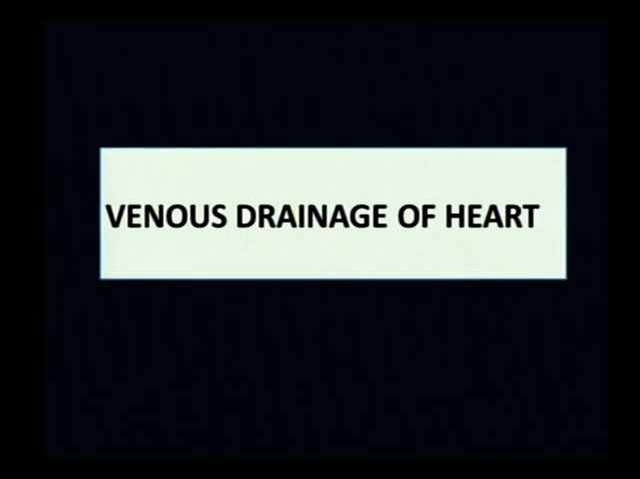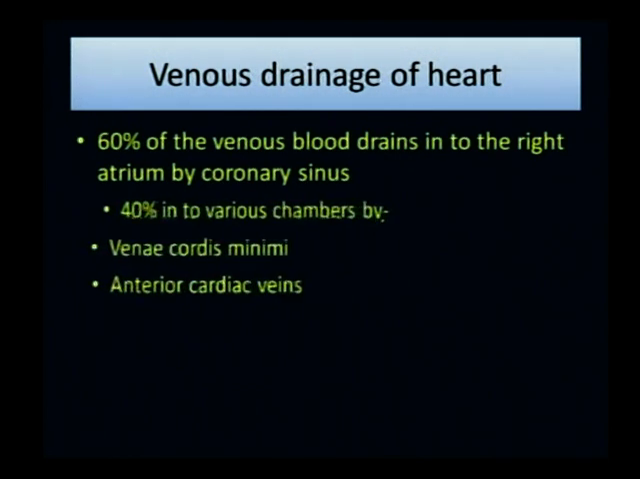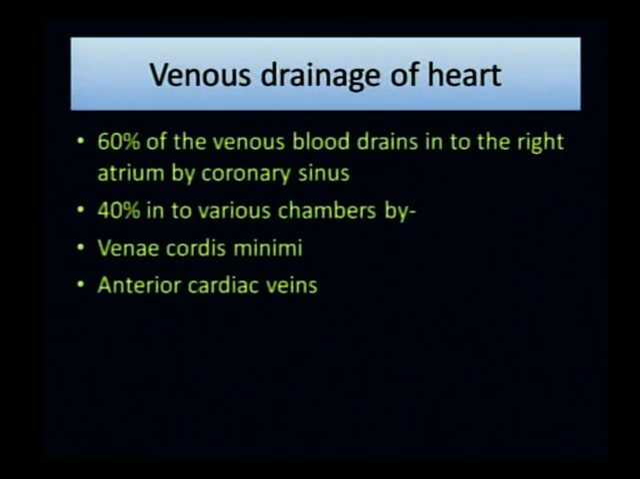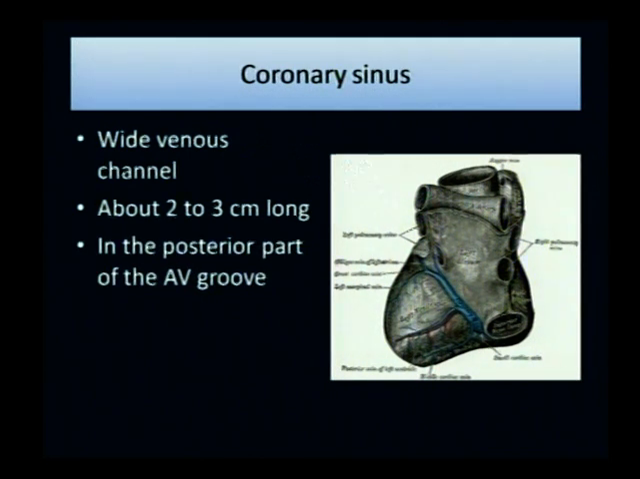Lastly, we will see in brief the venous drainage of the heart. Of the venous drainage of the heart, 60% of the venous blood drains into the right atrium by the coronary sinus, and 40% into various chambers by the venae cordis minimi and anterior cardiac veins. This is the coronary sinus, a large vessel, 2 to 3 centimeters long, present in the posterior part of the AV groove.